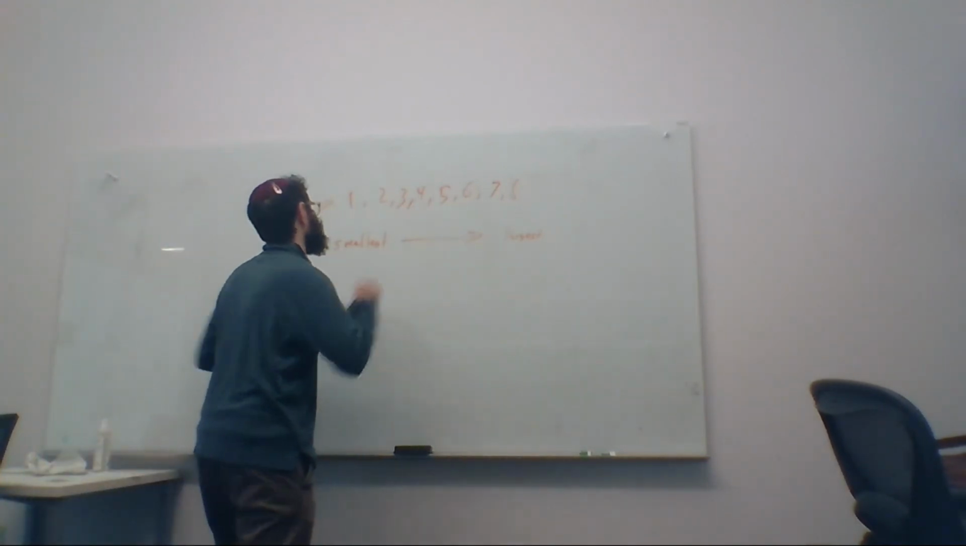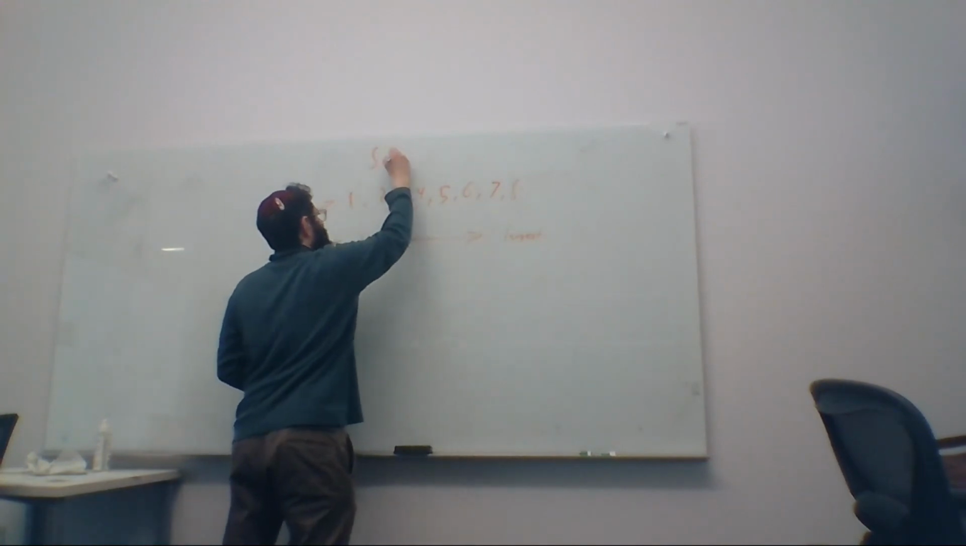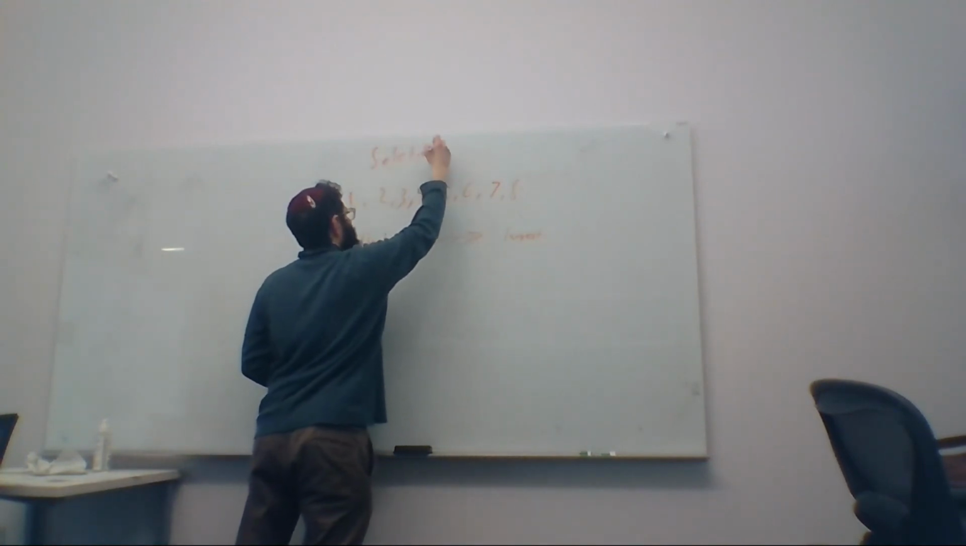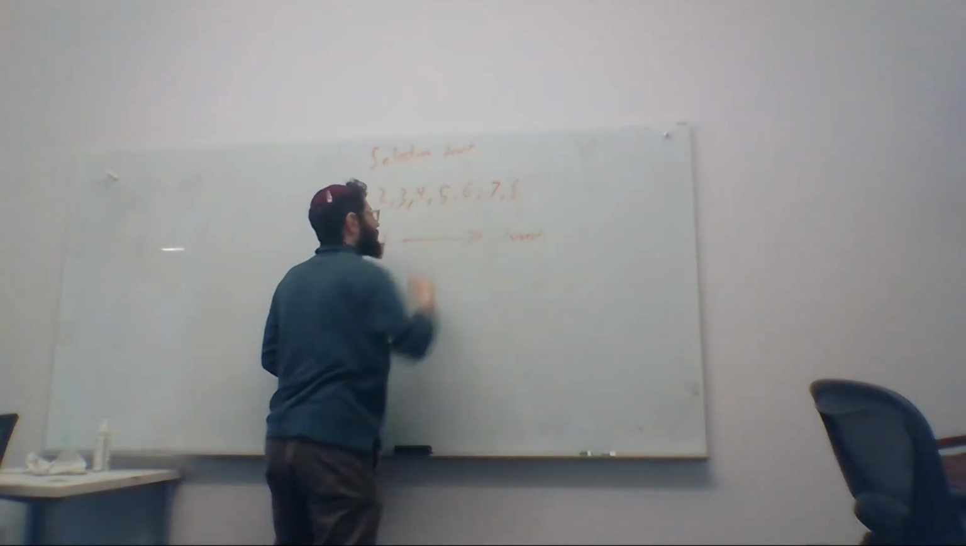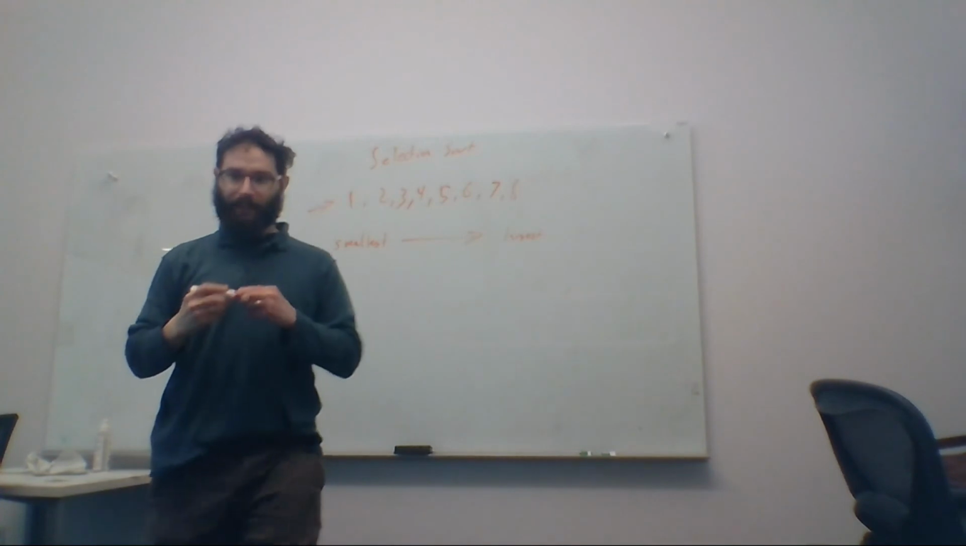But this is selection sort, and it's named so because we select the smallest element and move it to the front of the array.